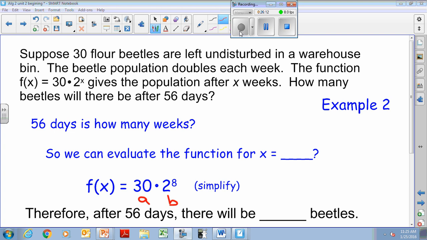All right, let's see how they said it in this one. For those who don't do math, you read it the first time just to hear the story. You read it the second time to see what they're talking about. Here it comes. Suppose 30 flower beetles are left undisturbed in a warehouse bin. The beetle population doubles. Ooh, you love to hear doubles because you know that's a 2. Each week. The function f of x is the name of it.